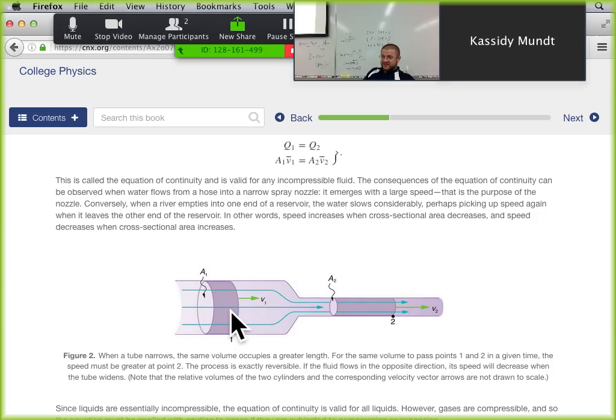Same principle as putting your thumb over the hose. That's what makes the water go faster. Because it cannot be compressed, that fluid has to move faster.